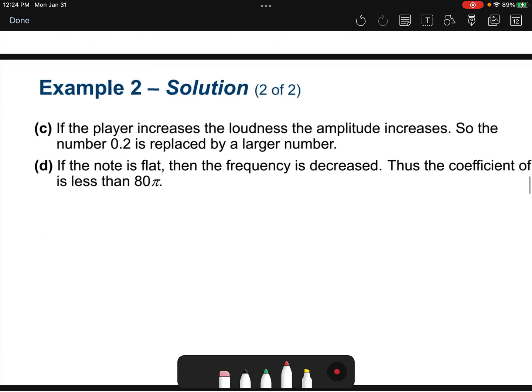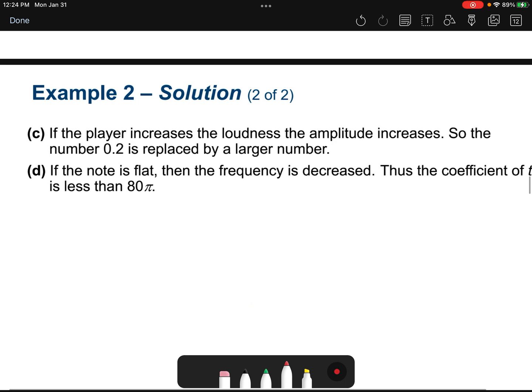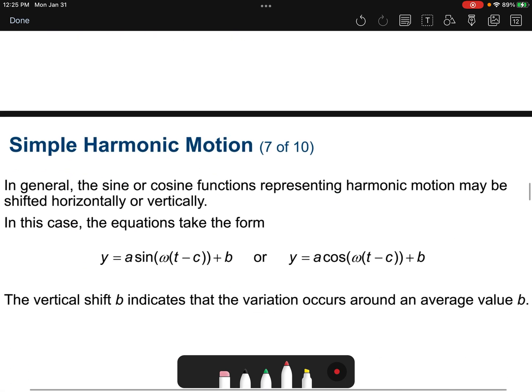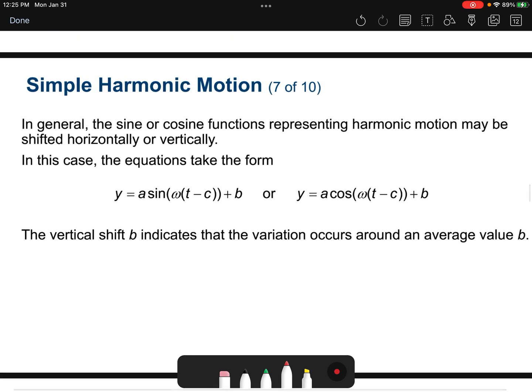Okay, so let's say the player increases the loudness, so the amplitude increases. So we would replace the number 0.2 by a larger number. Now, if the note is flat, now think about this, the frequency decreases. Thus, the coefficient of T would be less than 80 pi. Now, if it's sharp, it's a little higher, it would be more than 80 pi, just a little bit, okay? And then we get simple harmonic motion.